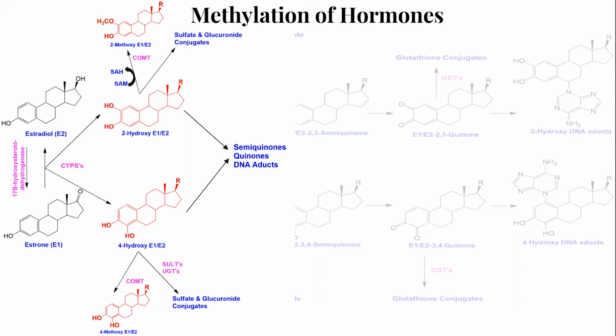Because SAM donates a methyl group to COMT during methylation, insufficient COMT activity and ineffective methylation might influence SAM levels and other metabolites of the methionine-homocysteine cycle. The importance of estrogen methylation is demonstrated by the fact that women with a polymorphism in the COMT pathway, which negatively affects the rate of methylation, are more prone to develop breast cancer. The regulation of SAM and COMT is therefore critical to ensure that this biotransformation process proceeds as needed.